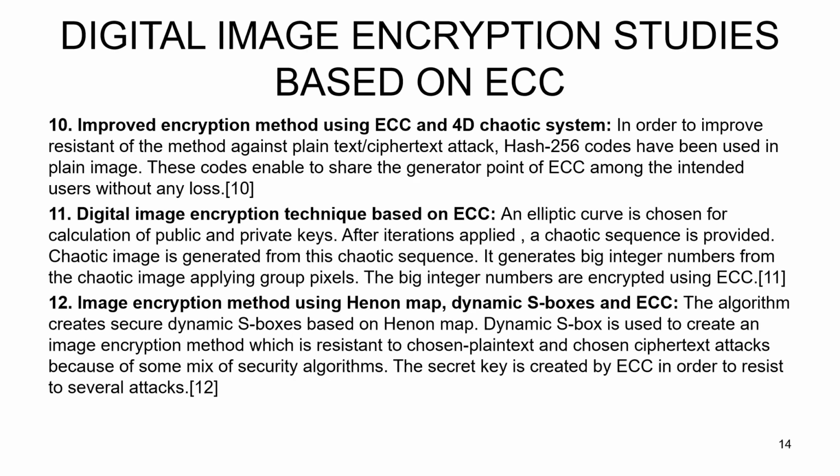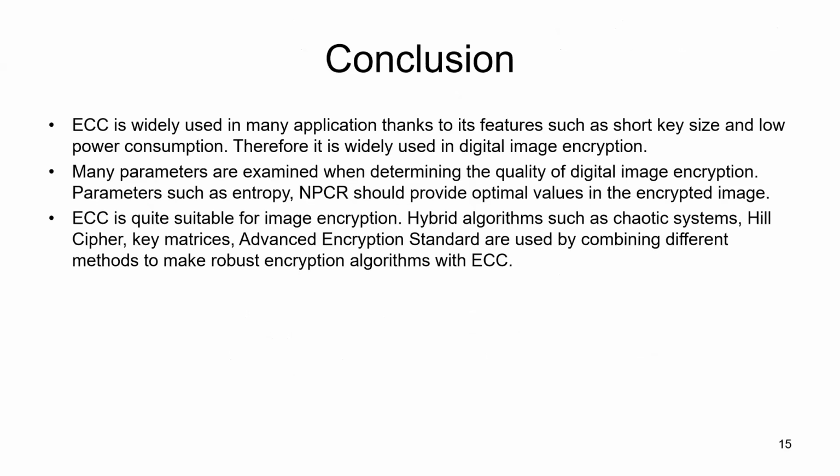Number 12, image encryption method using Henon map, dynamic S-boxes and ECC. The algorithm creates secure dynamic S-boxes based on the Henon map. The dynamic S-box is used to create an image encryption method which is resistant to chosen plaintext and chosen ciphertext attacks. Because of a mix of security algorithms, the secret key is created by ECC in order to resist several attacks.